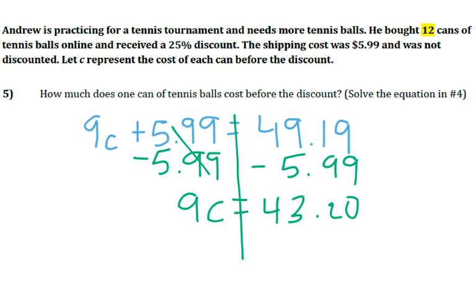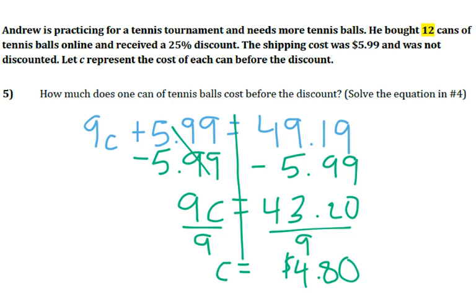Next, we're going to do the opposite of multiplying C by 9 and divide by 9 on both sides of our equation. So the cost of one can C is $43.20 divided by 9, or $4.80. And that's the original cost of the can before the discount.